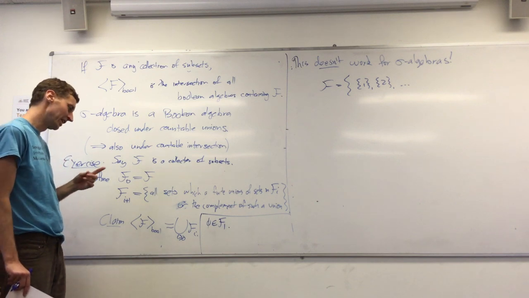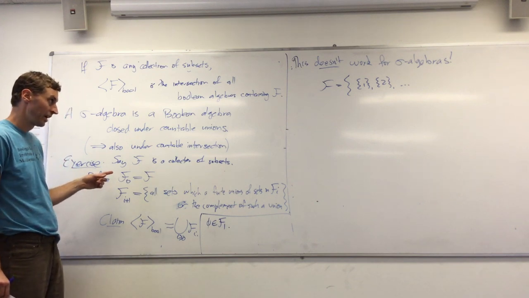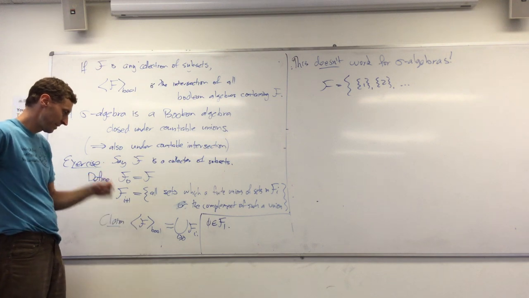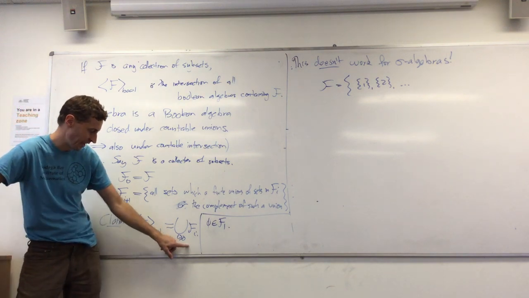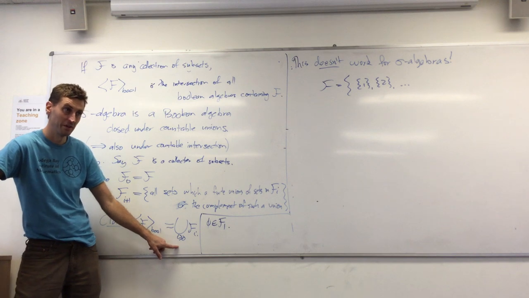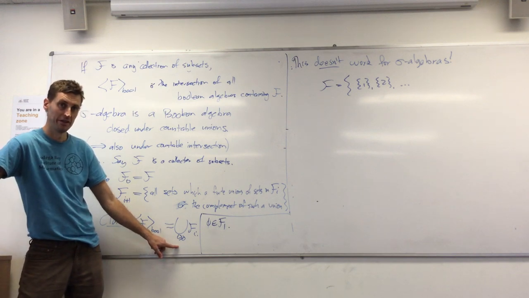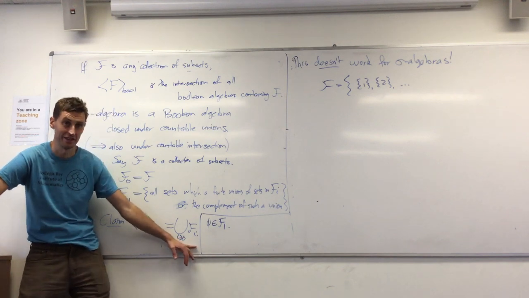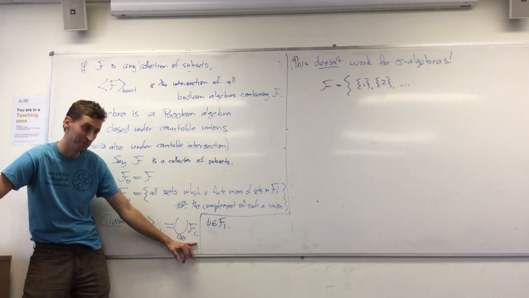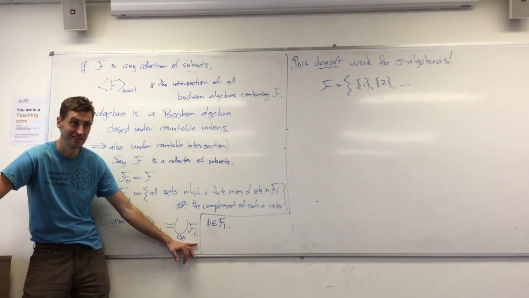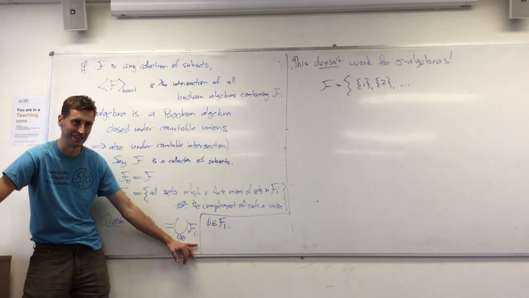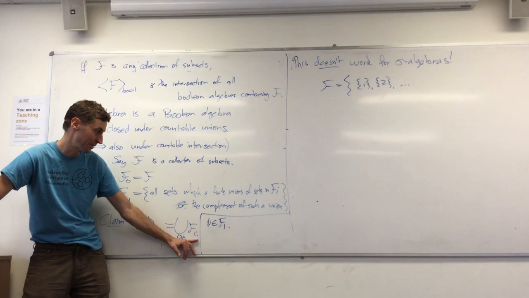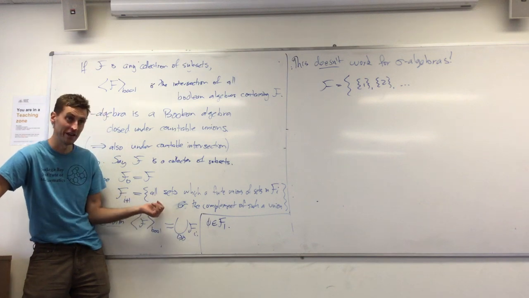So yeah. Let's at least understand. Remember, how did we show that this gadget was a Boolean algebra? The idea was that if we've got two sets in here, one of them is in Fj and one of them is in Fk. Let's assume without loss of generality that j is less than k. We can think of the one in Fj as up in Fk, and then their union is by definition in Fk plus 1.